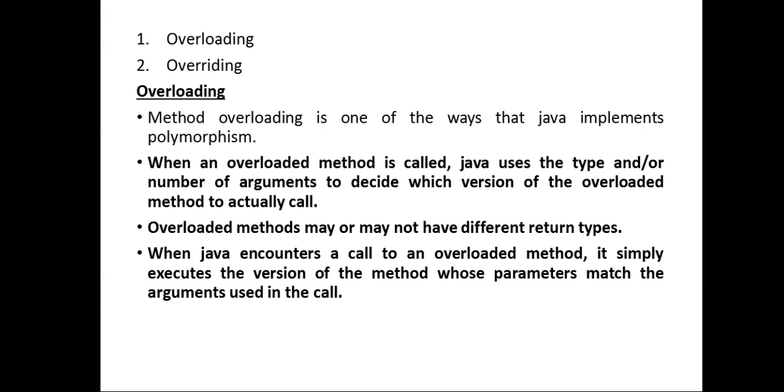Overloading is implemented in Java with the help of method overloading, right? Method overloading means we try to overload the method. Okay, so when an overloaded method is called, Java uses the type or number of arguments to decide which version of the overloaded method is actually called.